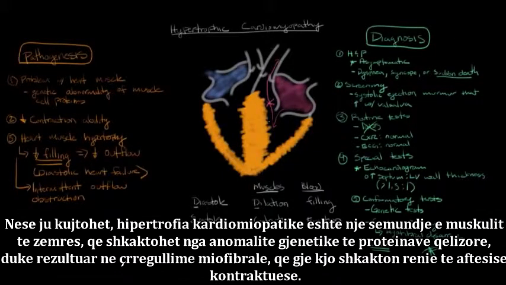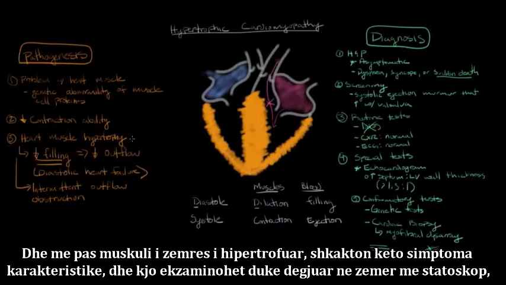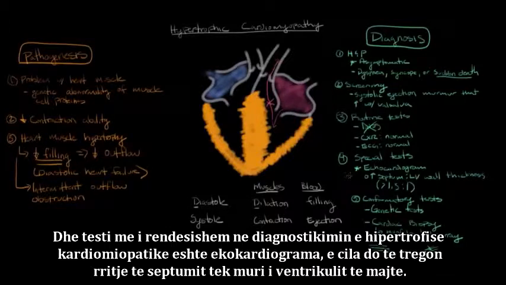So if you can remember that hypertrophic cardiomyopathy is a disease of the heart muscle that's caused by a genetic abnormality of the muscle cell proteins resulting in a myofibril disarray that causes a decreased contraction ability and subsequent heart muscle hypertrophy, causing the characteristic signs and symptoms, and that it is screened by listening to the heart with a stethoscope. And the most important test in diagnosing hypertrophic cardiomyopathy is an echocardiogram, which will show an increased septum to left ventricular wall thickness ratio.